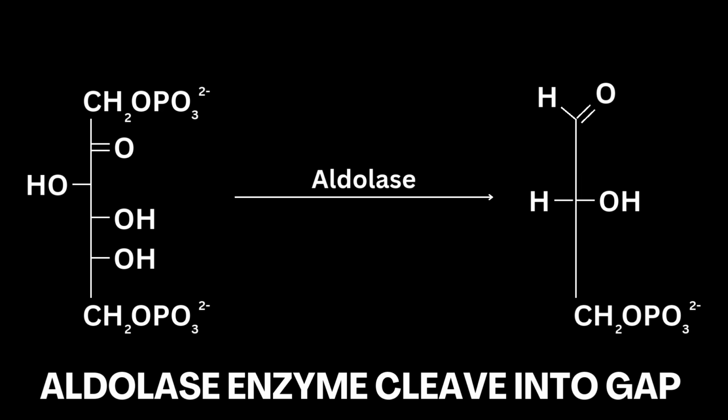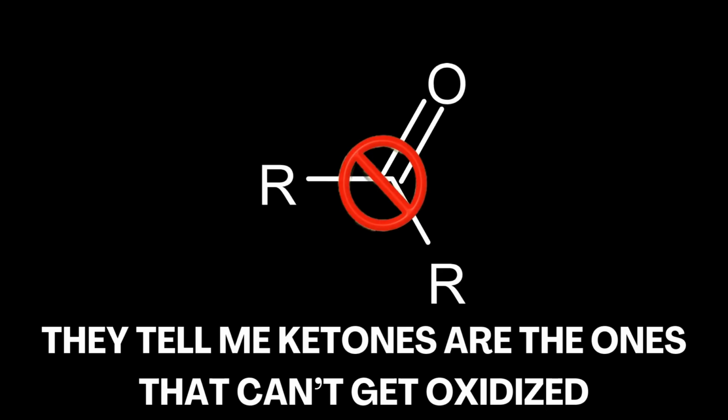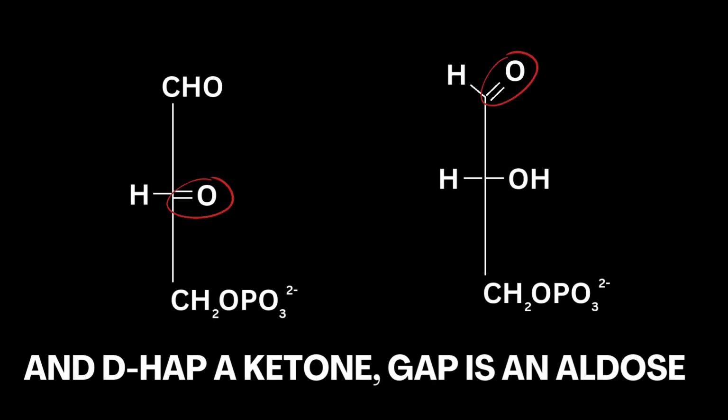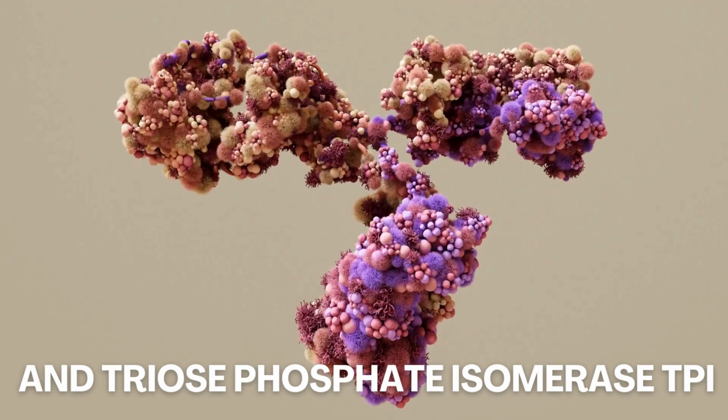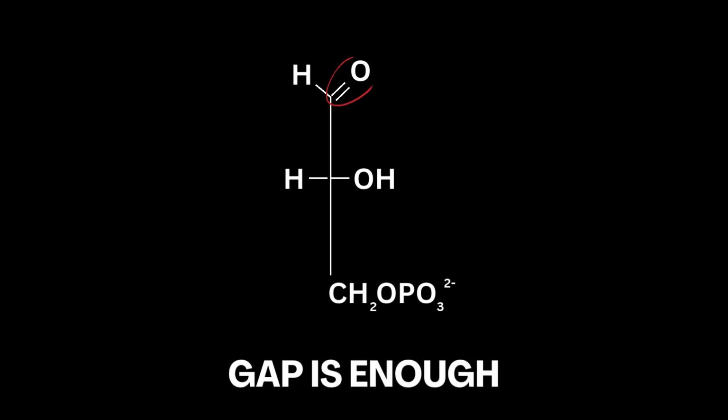Aldolase enzyme cleave into GAP. Just remember you get DHAP too. They tell me ketones are the ones that can't get oxidized, and DHAP a ketone, GAP is an aldose, and triose phosphate isomerase, TPI certified, DHAP certified GAP.